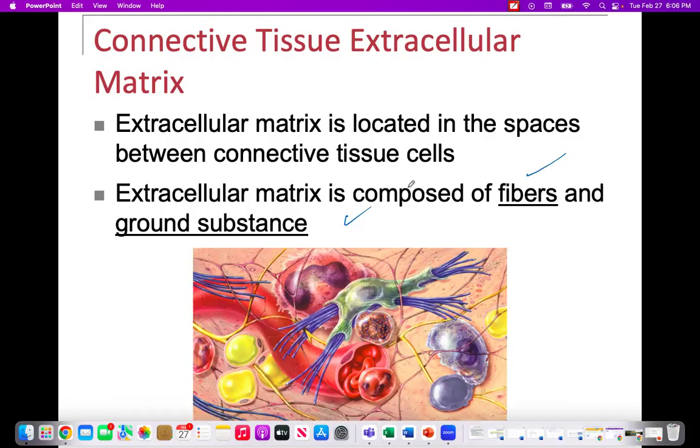And when I come back, we'll get into a little bit more detail about this extracellular matrix and how inflammation and chronic inflammation is very detrimental to connective tissue in the body.